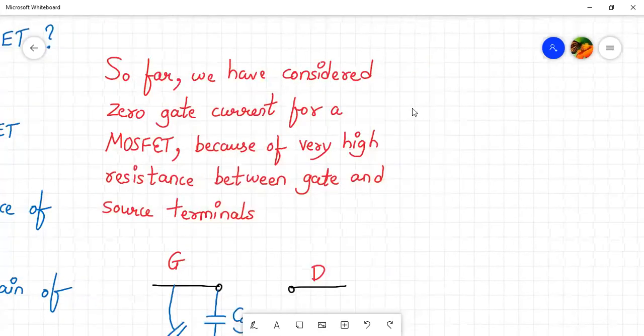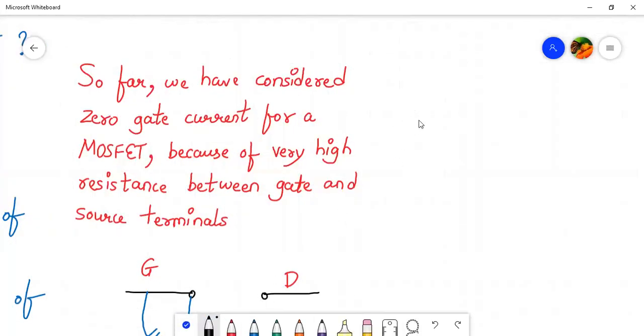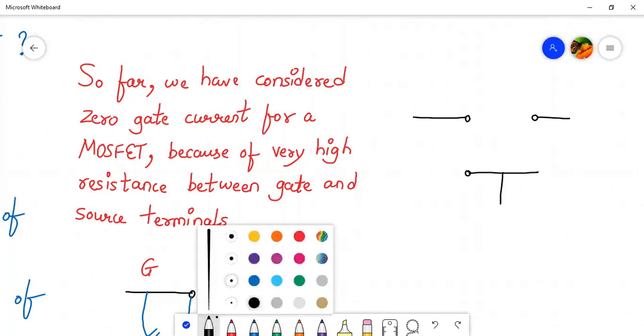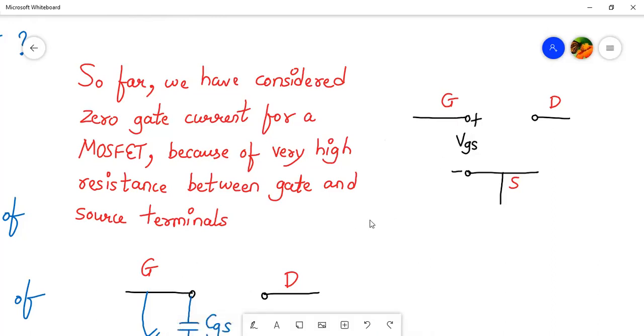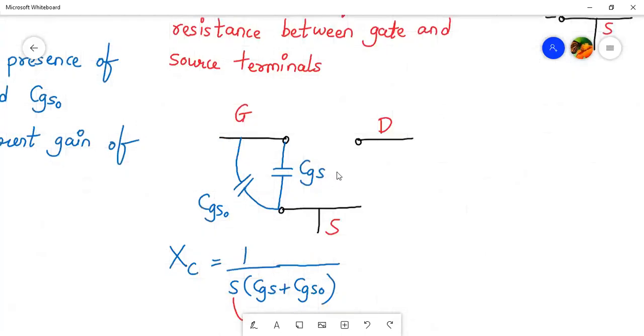So far, at low and mid frequency, we have considered this model, let me draw it. This is my gate, drain and source. So far we have considered that between the gate and source is an open circuit, and we just write the voltage VGS, because we have considered the gate current to be zero. But at very high frequency, what happens? Capacitance comes into the picture. There will be a CGS capacitance, the parasitic capacitance, and CGSO, which is the overlap capacitance.